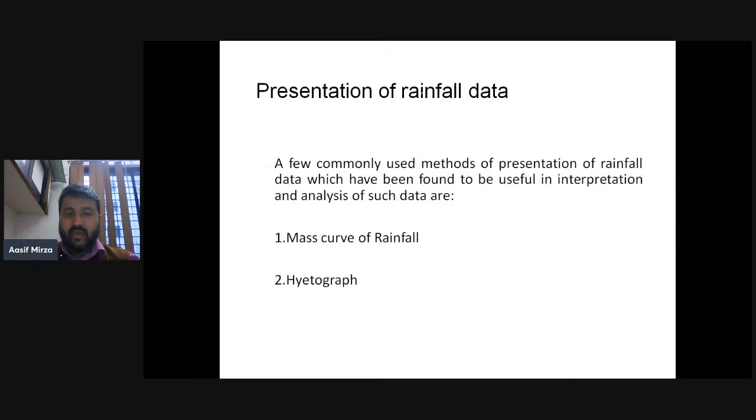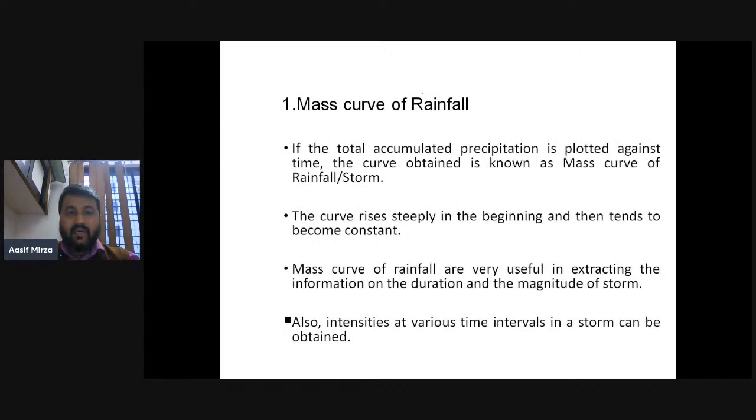Okay. Now, presentation of rainfall data. A few commonly used methods of presentation of rainfall data, which have been found useful in interpretation and analysis of such data, are the mass curve of rainfall and the hyetograph. What is meant by the mass curve of rainfall? If the total accumulated precipitation is plotted against time, the curve obtained is known as the mass curve of rainfall or storm. The curve rises steeply in the beginning and then tends to become constant. Mass curves of rainfall are very useful in extracting information on the duration and the magnitude of the storm.